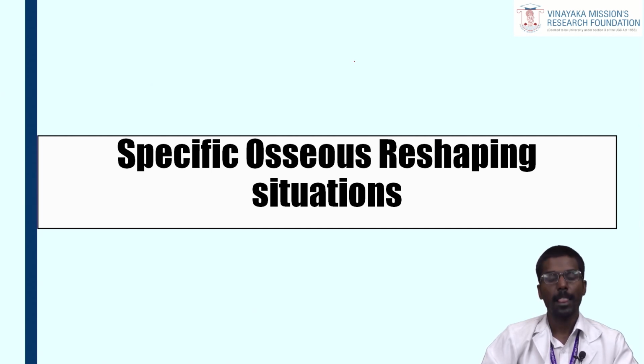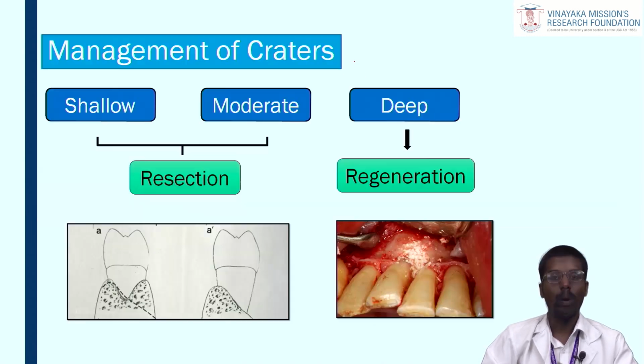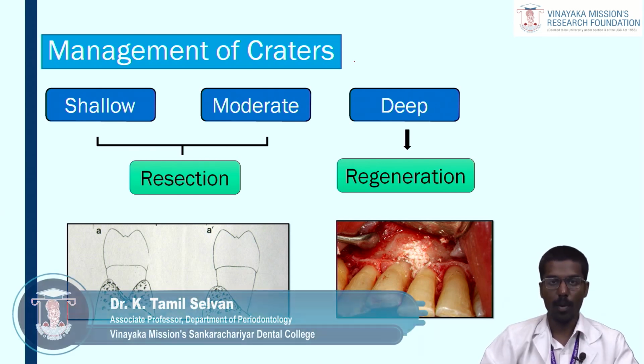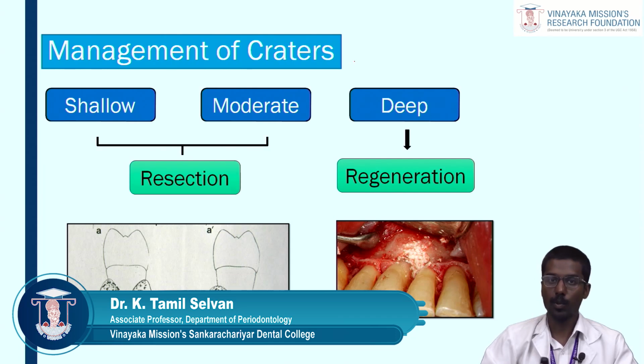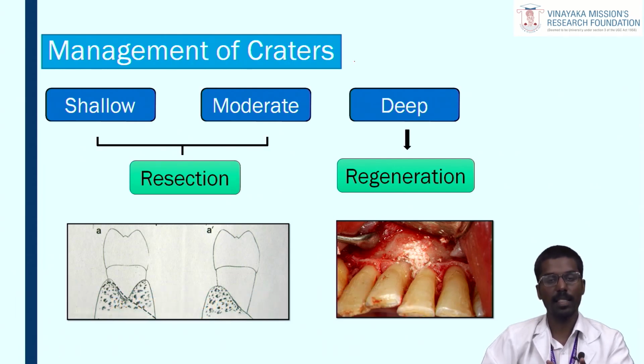Now we can see what are the specific situations where we will apply this resective osseous surgery. One is the management of the craters. We all know that a crater is a two-wall defect, that is, there is going to be a labial or buccal wall and a lingual wall. The mesial and the distal wall is going to be absent. So the defect will be like a concavity. The crater can be shallow, moderate and deep.